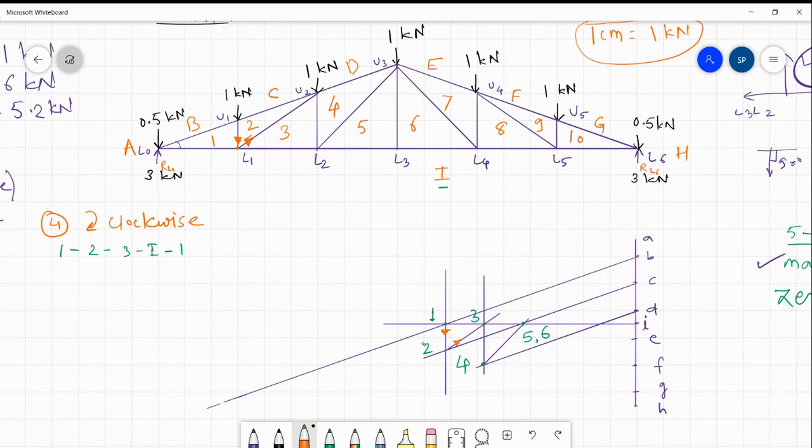Then 3 to I. 3 is here. I is towards the right. So this has to be the direction of arrow. So same arrow direction you are supposed to reproduce here.